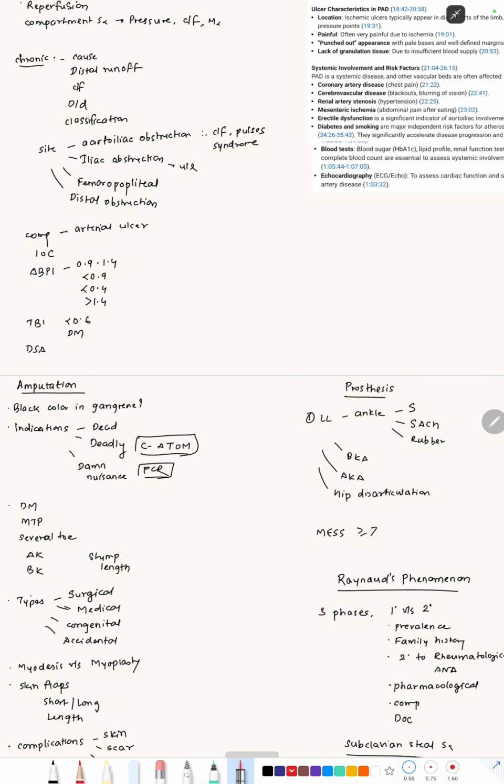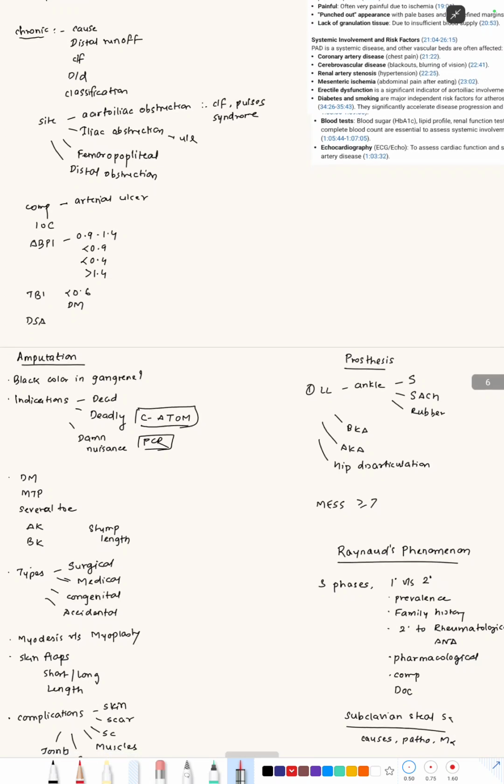Then iliac obstruction. In iliac obstruction, it is unilateral in nature. Sometimes buttock pain is involved, but most commonly thigh pain and calf pain is present, and the femoral pulses also cannot be felt. Then femoropopliteal obstruction. The femoral pulses can be felt. It is unilateral pain. There is no thigh pain here. There is pain in the calf region and in the distal muscles. In distal obstruction, there can be pain in the distal muscles, with no calf pain, generally because of an artery that is affected distally.